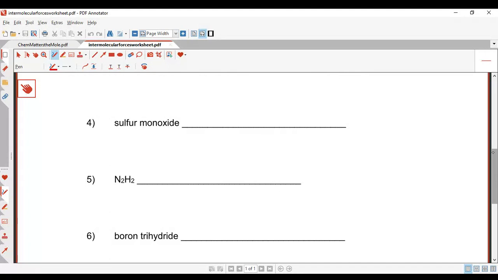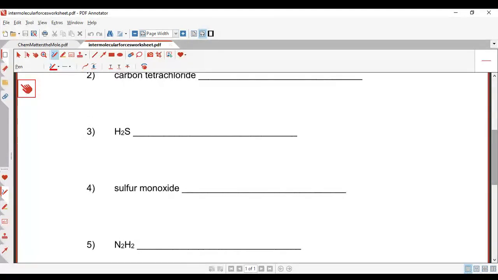So if we look at H2S, it's really important that you draw out the Lewis dot structure. So we have two hydrogens with the sulfur, and then we have the two lone pairs there. And then if we look at this, it's going to be a bent structure, so it's asymmetrical. So that's going to be polar, and as a result, it will have dispersion forces and dipole-dipole.